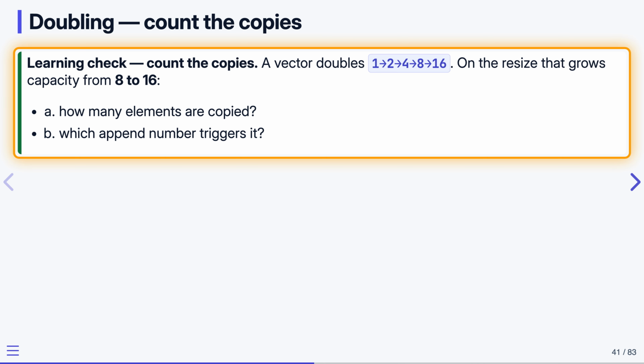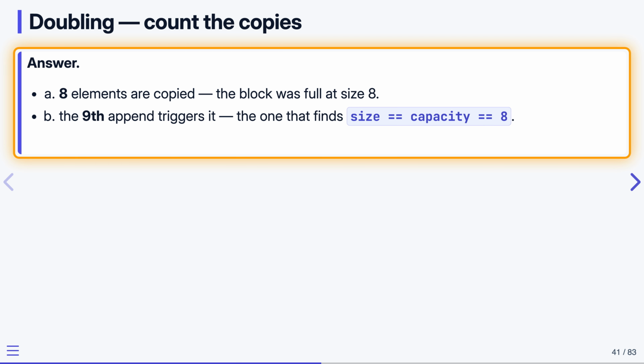Let's try a quick check. A vector doubles 1, 2, 4, 8, 16. On the resize that grows capacity from 8 to 16, how many elements are copied, and which append triggers it? Think for a moment. Now the answer. 8 elements are copied because the block was full at size 8. The 9th append triggers it. That is the append that finds size equal to capacity, both equal to 8.